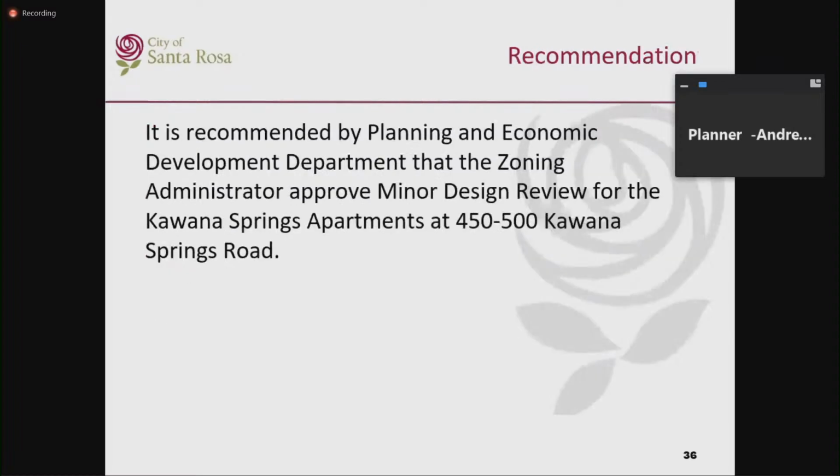Next slide, please. Based upon planning review, it is recommended by Planning and Economic Development that the zoning administrator approve minor design review for the Quanah Springs apartments at 450 and 500 Kiwanis Springs Road. Planning staff is available for any questions you might have, and the applicant is available as well to answer any questions and provide a brief presentation.